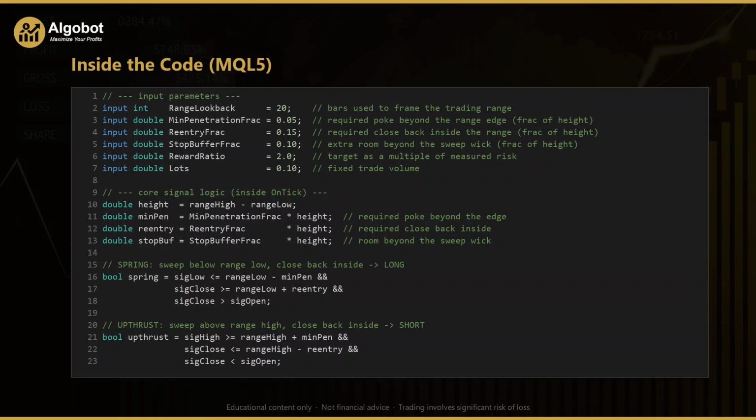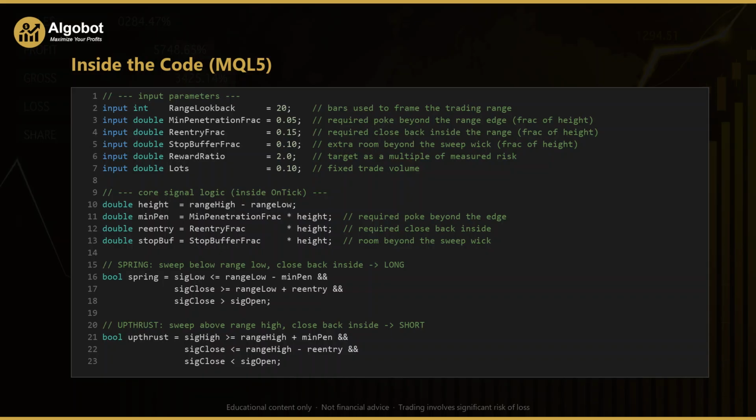Now look at the spring test. It's a single true or false value built from three conditions joined together. The signal low must be less than or equal to the range low minus the minimum penetration. That's the sweep. The signal close must be greater than or equal to the range low plus the reentry distance. That's the snapback inside. And the close must be greater than the open, a bullish bar. Only when all three are true does spring become true.